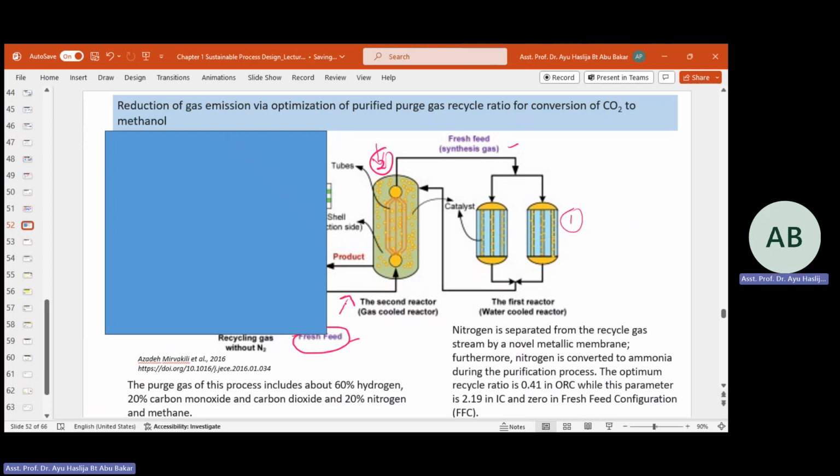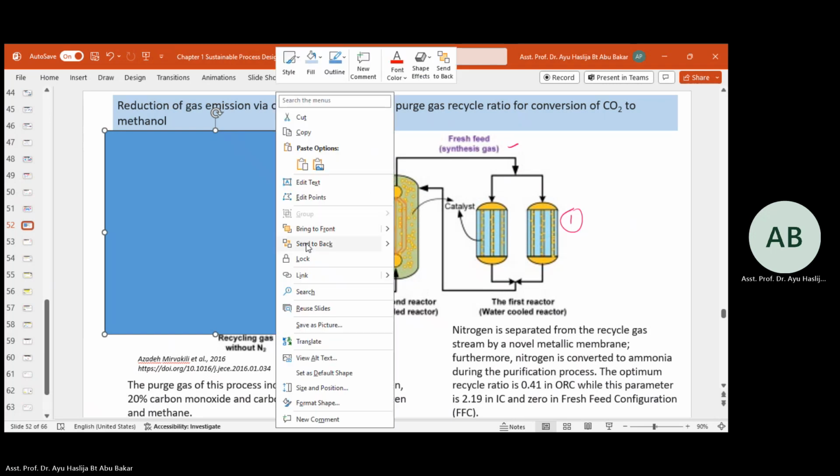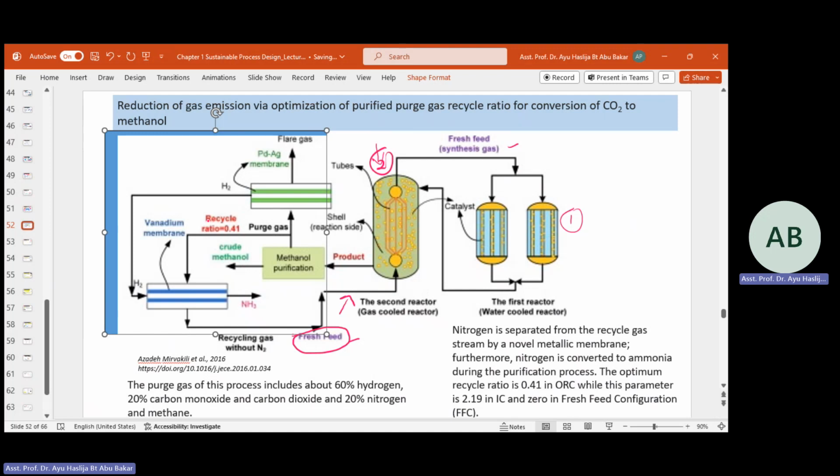Okay, then the fresh feed goes into this reactor, passes through, then it must go to this reactor to react with the catalyst. Then it goes into the gas cool reactor. Then only it comes out as product. Okay, so you go to the purification process, the methanol purification process. Here you have the main product, crude methanol.